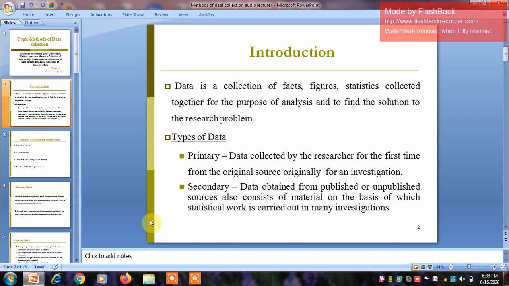Once we are clear with the meaning of data, we'll come to the classification of data, that is, types of data. We have two types, primary data and secondary data. Primary data are those data which the researcher obtains for the first time from the original source. Secondary data is data where a researcher obtains the data from an already available source, which can be a published or unpublished source. That is called secondary data.